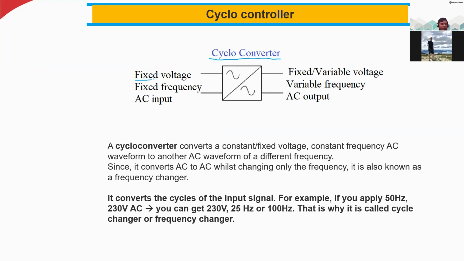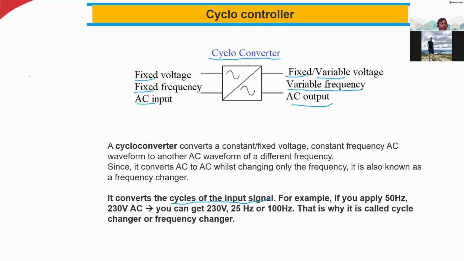So we are applying a fixed voltage, fixed frequency AC input. At the output, we are getting either fixed or variable voltage and definitely variable frequency AC output. A cycloconverter converts a constant voltage, constant frequency AC input into this variable one. I do not want to repeat this now. For example, it converts the cycles of the input signal.